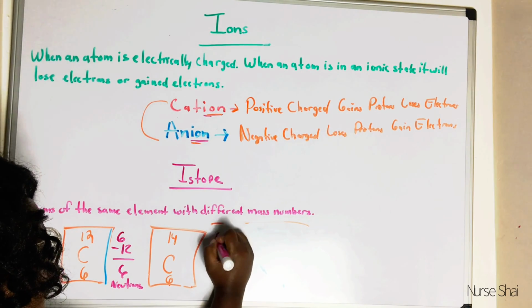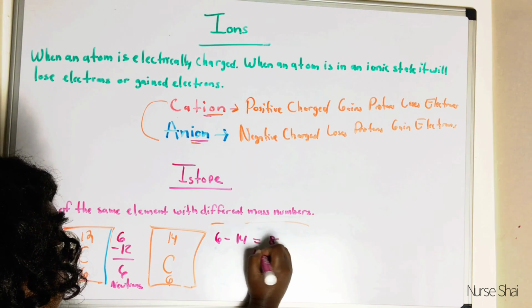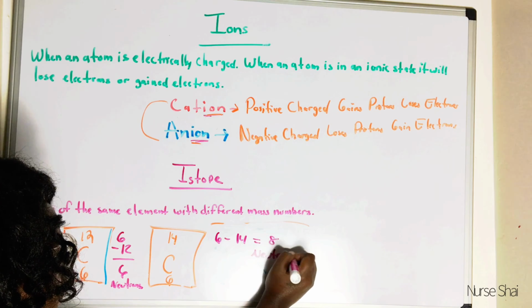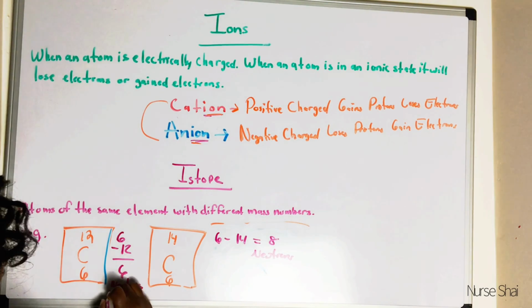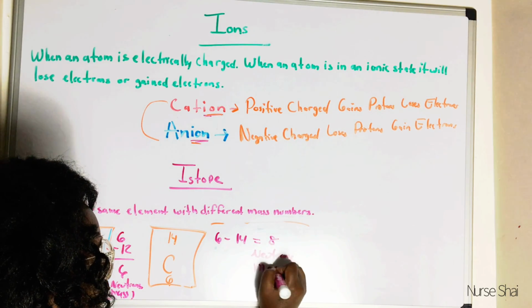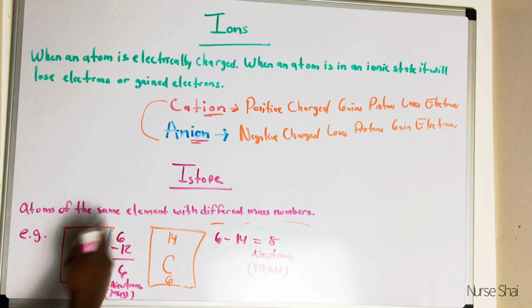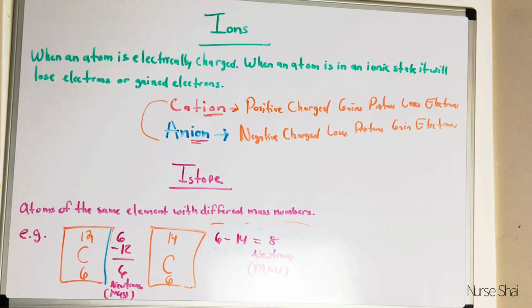We would do 6 minus 14, which gives us 8 neutrons. So our mass, I could say mass too. This is a mass. So all the numbers are different. Yeah, they're different. So this is an example of.